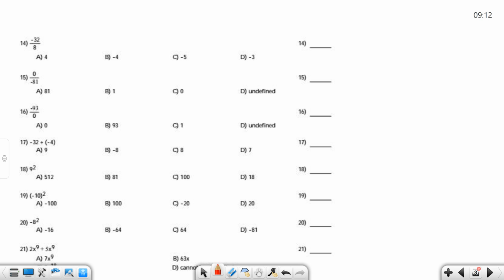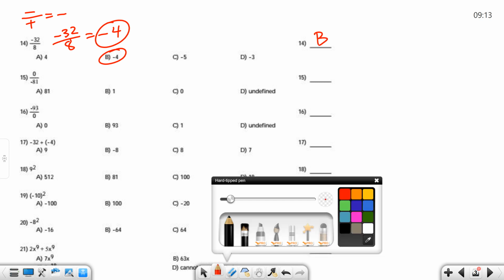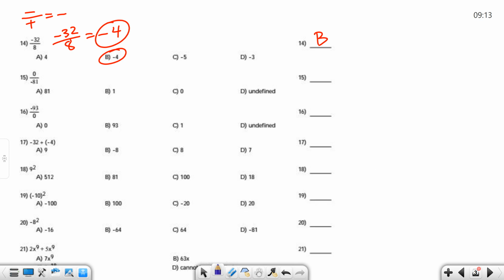Now we're dividing. Negative 32 divided by 8. Well, what is negative over a positive? Well, it's negative. Same rules as multiply. If you have one negative or an odd number of negatives, the final answer is negative. Even number of negatives is positive. Positives don't change any signs. So this is negative 32 over 8, which is negative. 32 over 8 is 4. So that is going to be answer choice B.